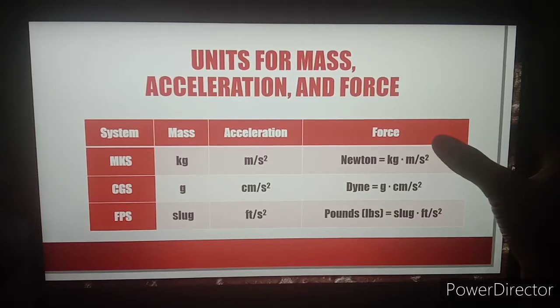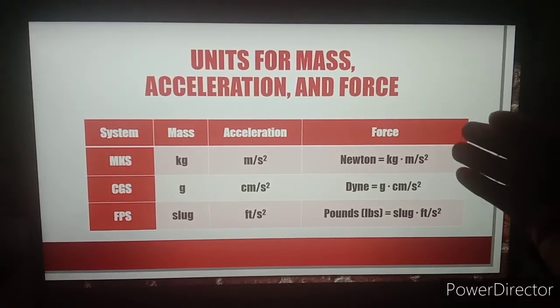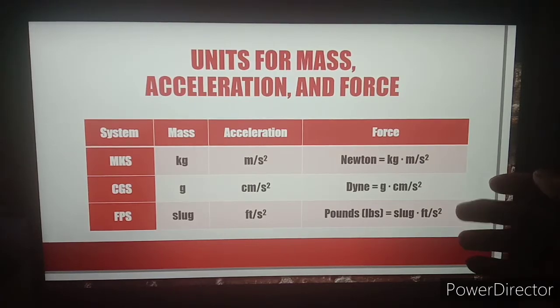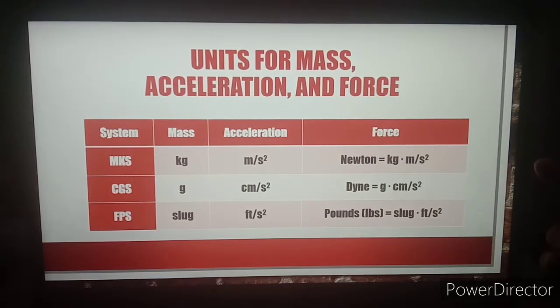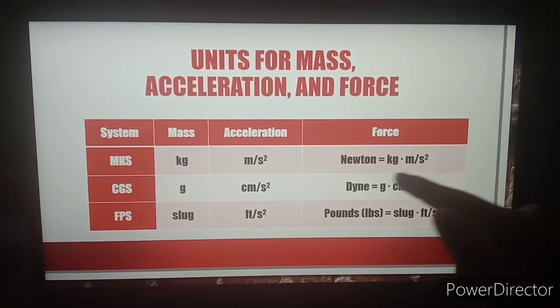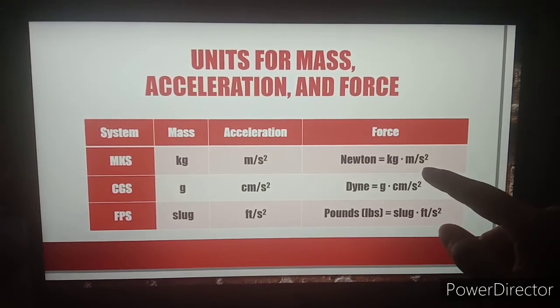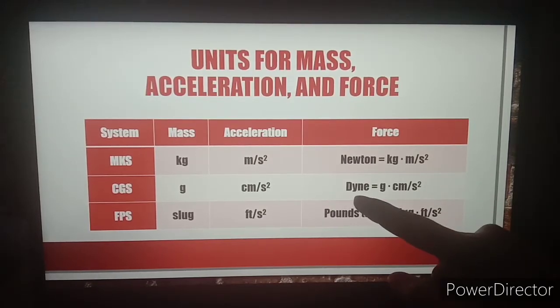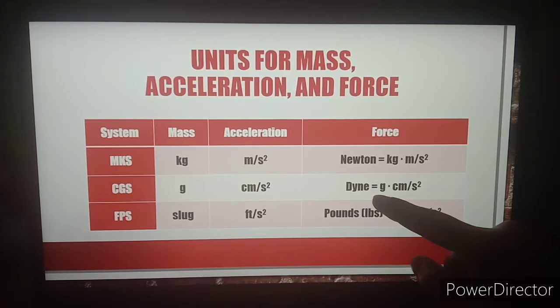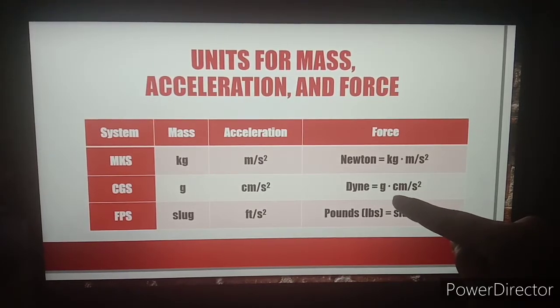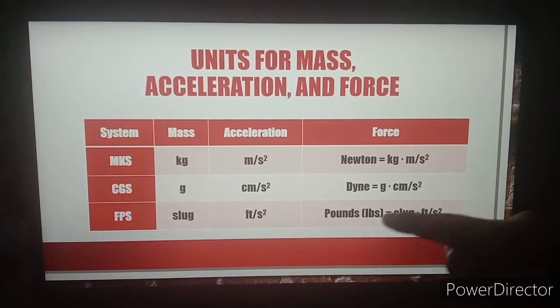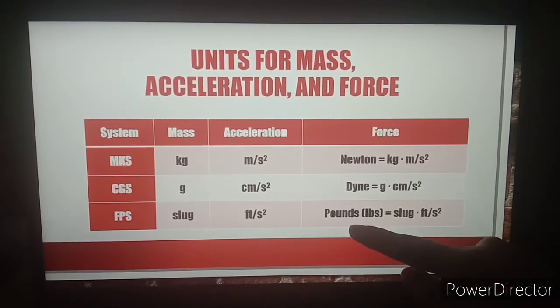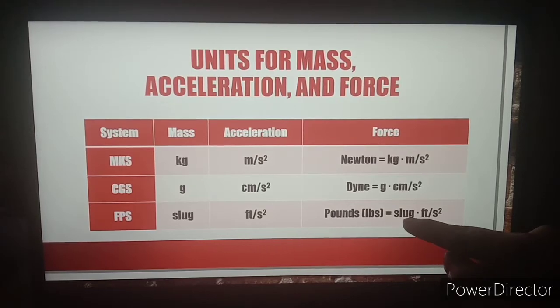And for force, here is what we're going to use. Force is a combination of mass times the acceleration. In force, the unit is Newton, which is equal to kilogram times meter over second squared. For CGS, we have dyne, which is equal to grams times centimeter over second squared. And for FPS, we have pounds, which is equal to slug times feet per second squared.